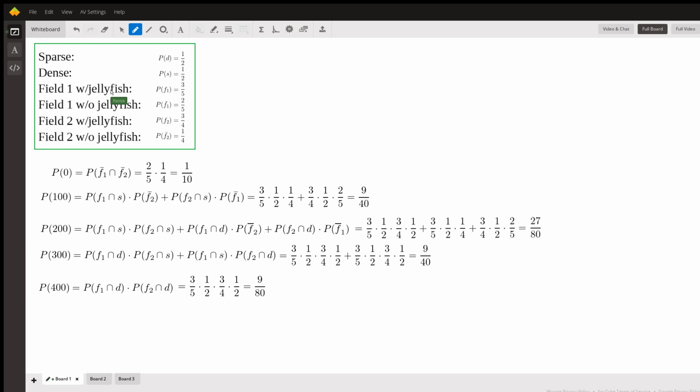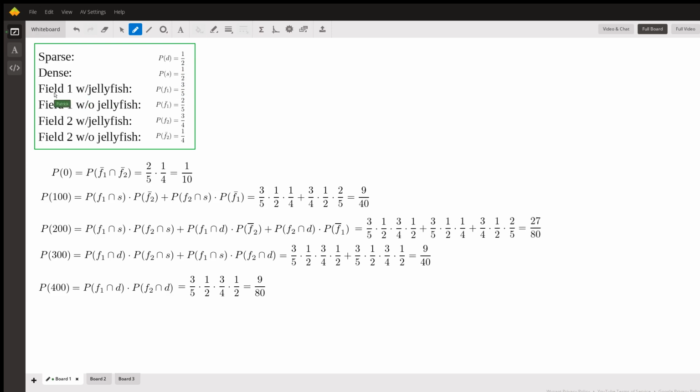So if a field has jellyfish, it could be sparsely populated or densely populated. Each one is equally likely, so the probability that it's sparsely populated is a half. Probability that it's densely populated is also a half.